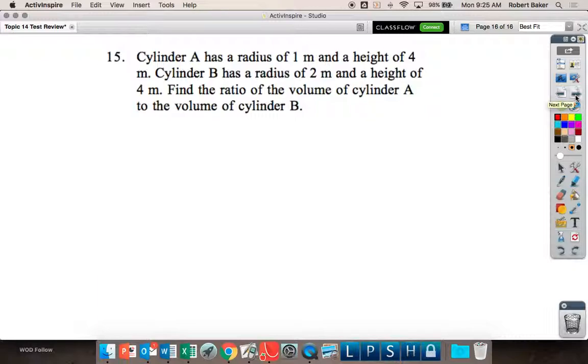Cylinder A has a radius of 1 and a height of 4. Cylinder B has a radius of 2 and a height of 4. What is their ratio of volumes? You want me to try this one? So you have cylinder A. The volume of the first cylinder is base times height. Cylinder A has a radius of 1 and a height of 4. It's pi times 1 squared times 4, the area of the base times the height. We'll just call that 4 pi.